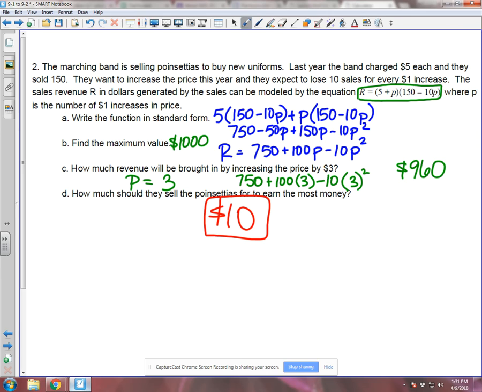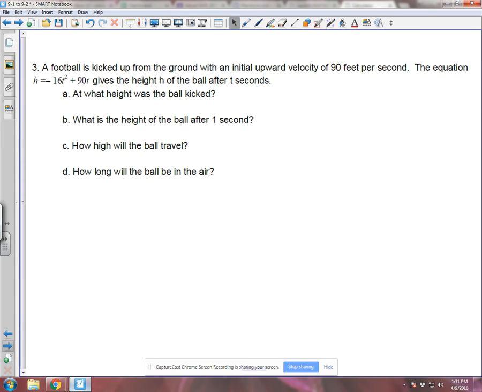How high will the ball travel? That's the max, isn't it? Which if I look at this, the max is right here. 126.56. Okay. And what is that? How long will the ball be in the air? Now, if it's in the air, that's from top or from beginning to end, correct? That one right there? 5.625 seconds.